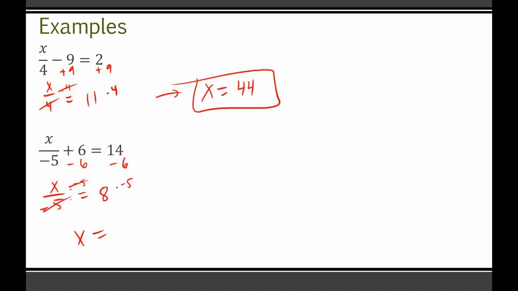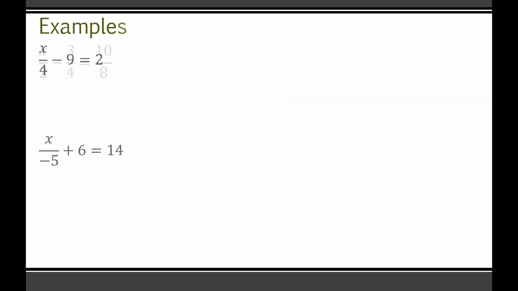That's going to leave us with x equals 8 times negative 5, which is negative 40. So always watch when you have a positive times a negative, it switches it down to a negative answer.